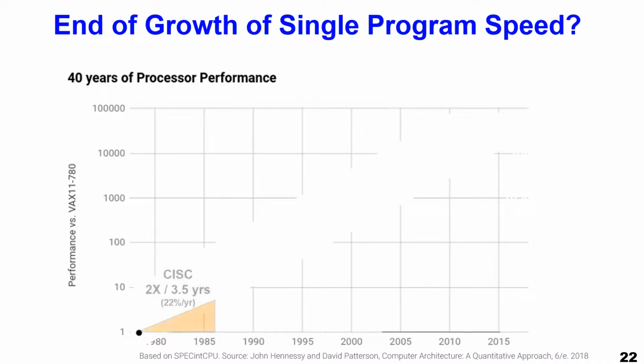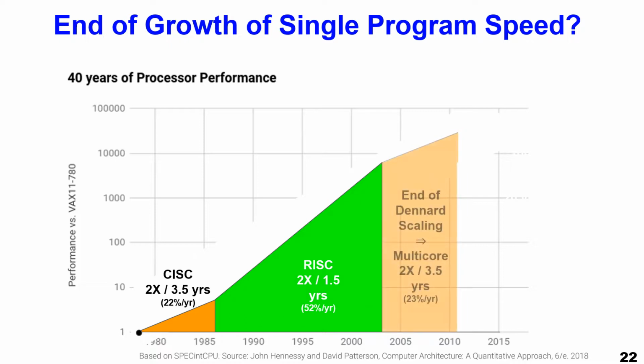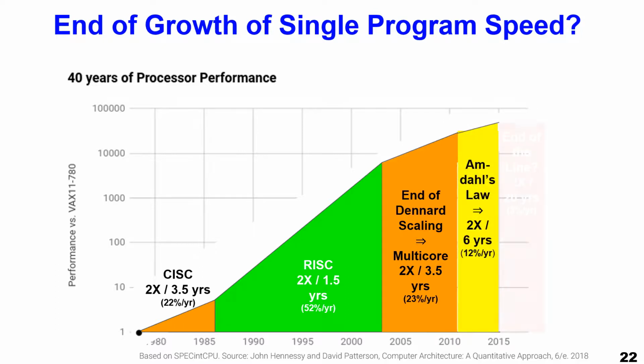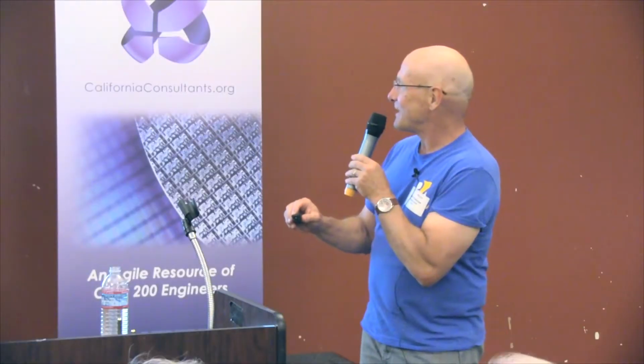So if we look at processor performance in the early CISC years, pre-RISC, it was doubling every 3.5 years. In the RISC era, it was doubling every 1.5 years. And those of us in the room remember when you would throw your perfectly working computer away because it was so slow relative to the ones you could get. That was the old days, as you will see.